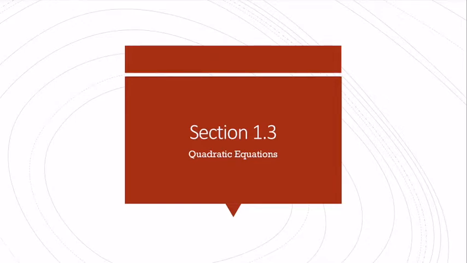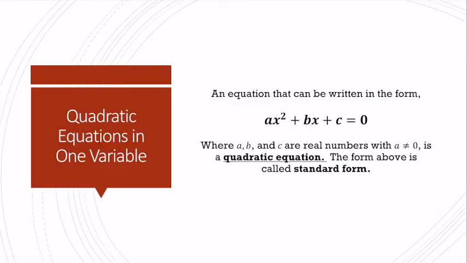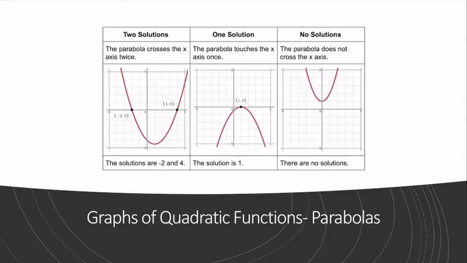Class, section 1.3 talks about quadratic equations. So friendly reminder that quadratic equations can be written in the form ax squared plus bx plus c, and we want to set those equal to 0. These are degree 2 equations, and this is the standard form of a quadratic equation. The graphs of quadratic equations form parabolas.